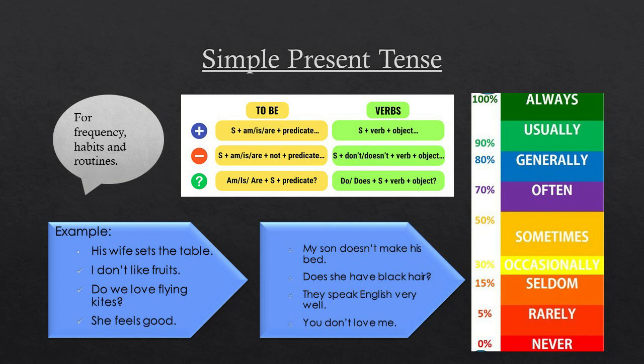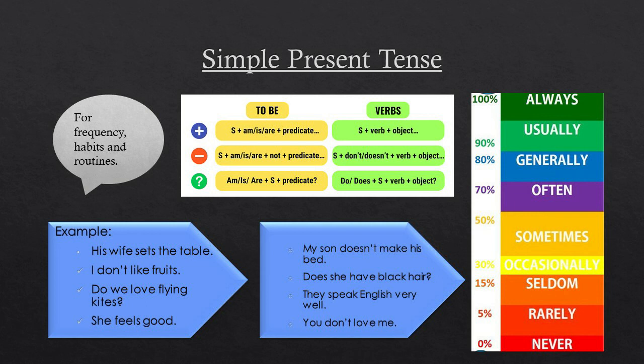So now for this simple present, we use the simple present for frequency, habits, or routines, right? So in this case, we use the subject or the pronoun plus the verb and plus the object, right? Or the predicate, right? In this case, for example, we have here that says his wife sets the table, or I don't like fruits, or do we love flying kites, or she feels good, right?